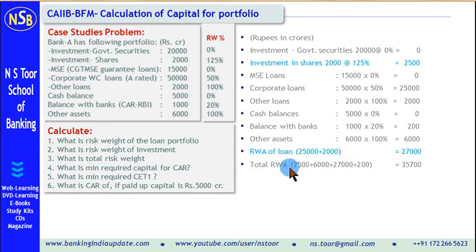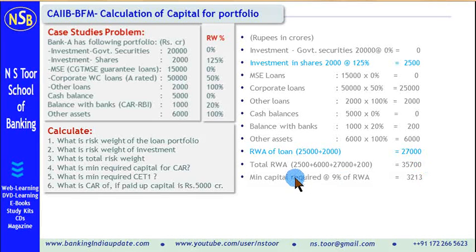Now total risk weighted value. So that is the second aspect. So total risk weighted assets. So 2,500 is the risk weight of investment assets, 27,000 is loan assets, and the remaining 6,000 is other assets, and this 200 is balance with other banks. So total risk weighted assets are 35,700.